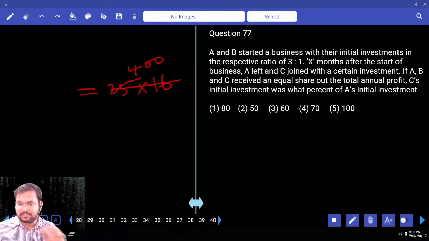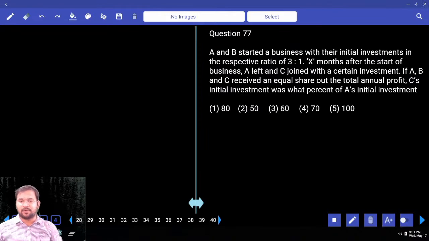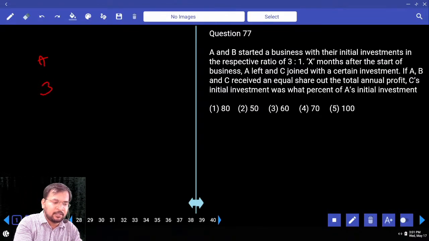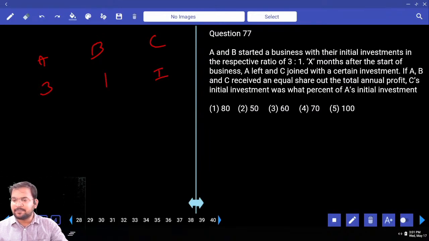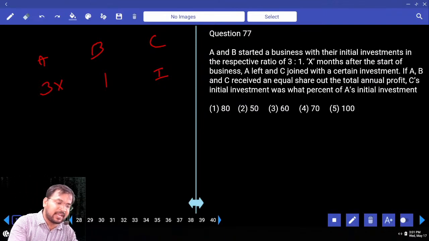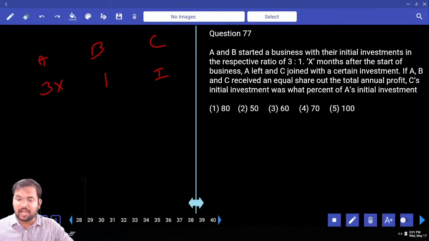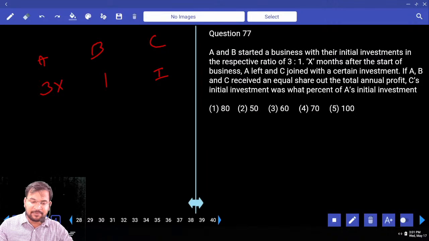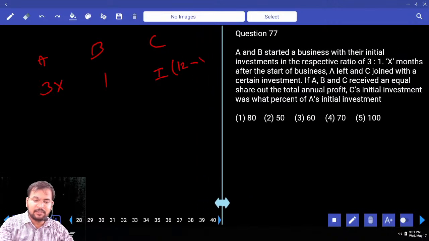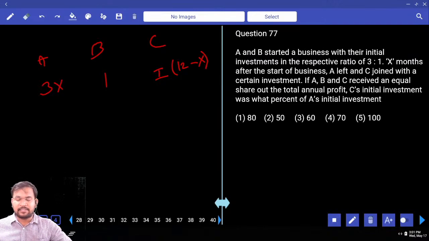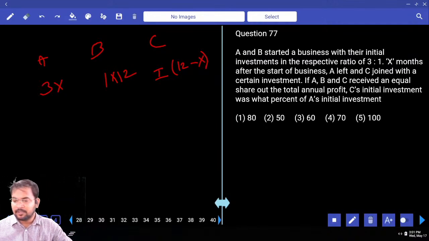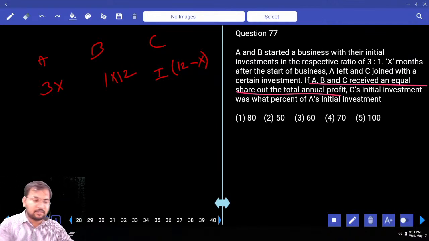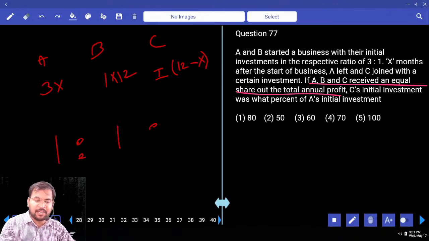A and B started a business with initial investments in the ratio 3:1. A's investment is 3 parts, B's is 1 part. C's investment we don't know, so I assume some I. After some time A left, so A is in the business for X months, and C joined, so C is in the business for 12 minus X months. They didn't ask about B, therefore B is there for 12 months. If A, B, C received an equal share, it is 1:1:1.